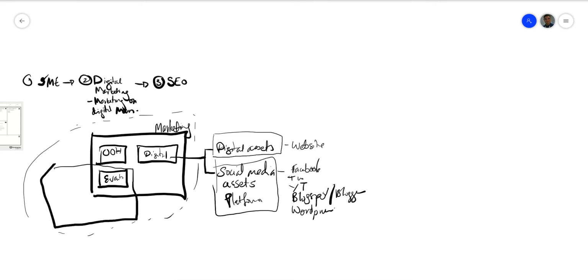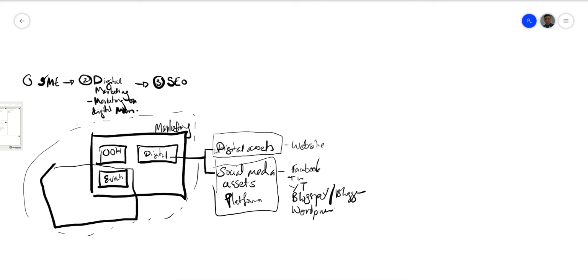So coming back to my point, digital assets are stuff that you own, your organization owns, your website, in the platforms that you control effectively. Social media assets are platforms which you borrow from others, and it ties back again to your business model. I'll go into that in a bit.